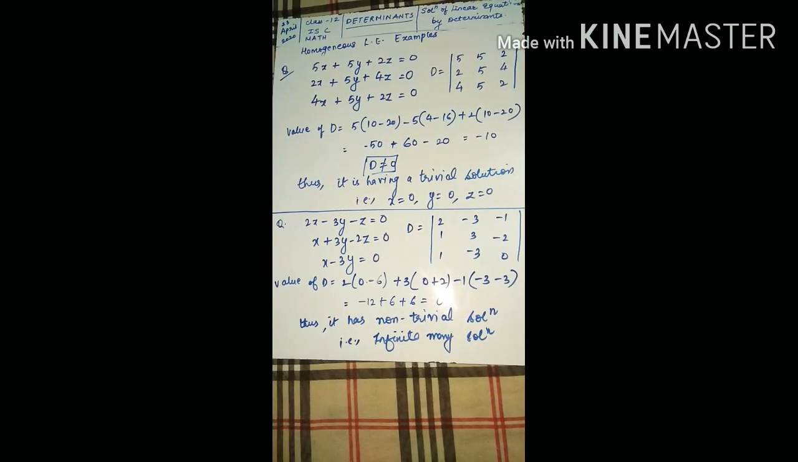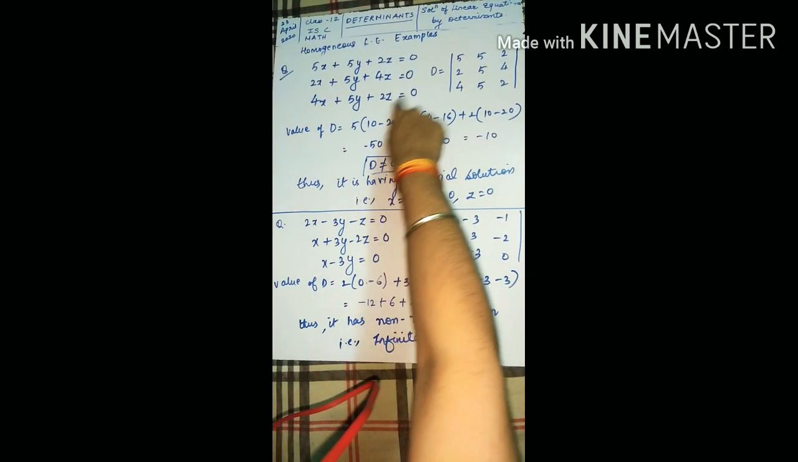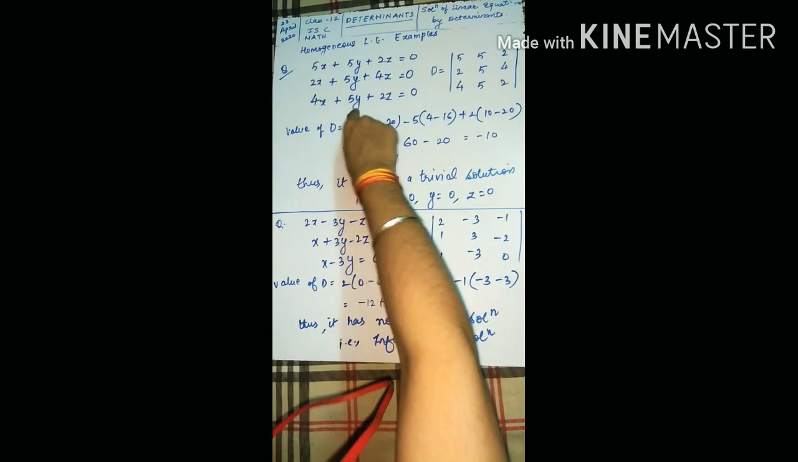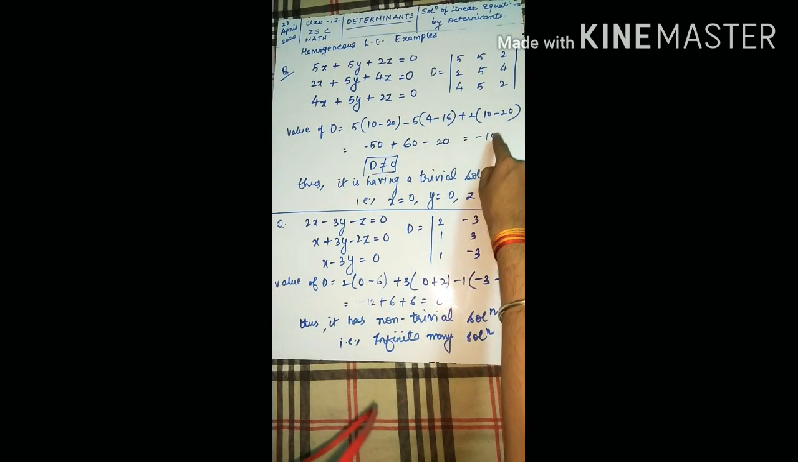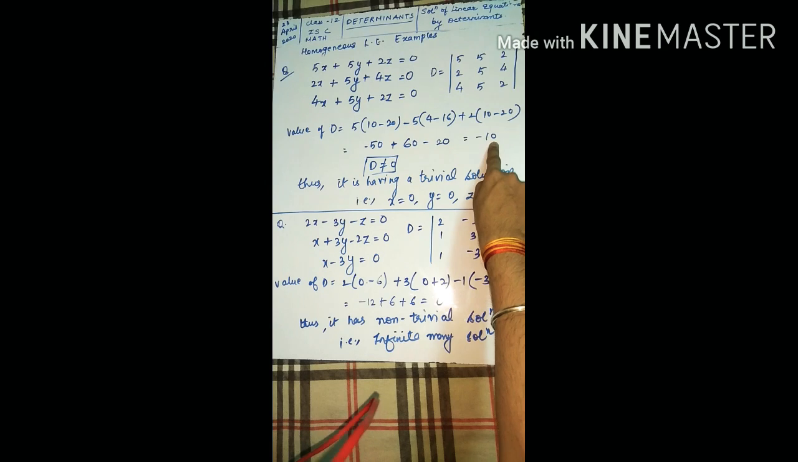All right, now we are going to see homogeneous linear equation examples. In the homogeneous linear equation examples we have seen the two conditions for consistency, one for the trivial solution and one for the non-trivial solution, that is for infinitely many solutions. I've taken two examples here, and from these examples I'm trying to make you understand. This example is written here. Determinant D will be all the coefficients of x, y, z. By the method of determinants, I have found the value of determinant D, that is minus 10.